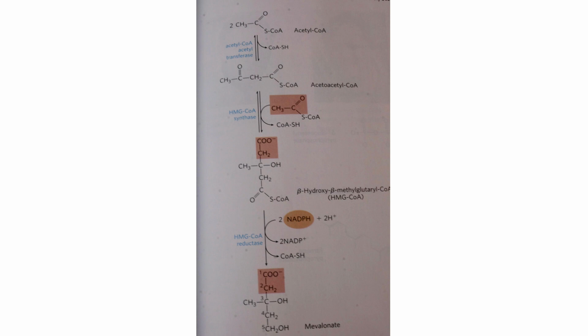mevalonate right here, from this to this, with reduction of this carbon, number 5 carbon. Mevalonate then undergoes phosphorylation. You get a 5-phosphomevalonate with this structure here.